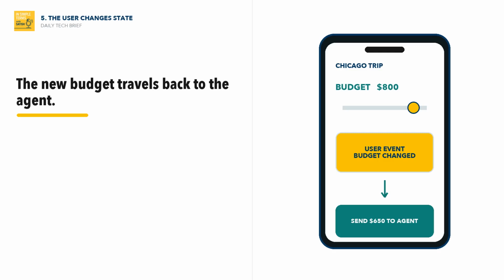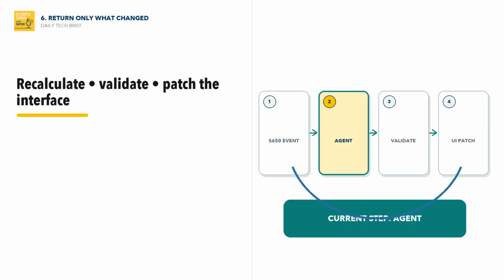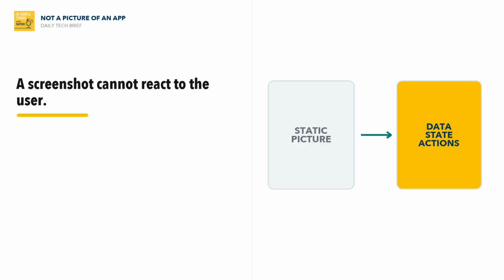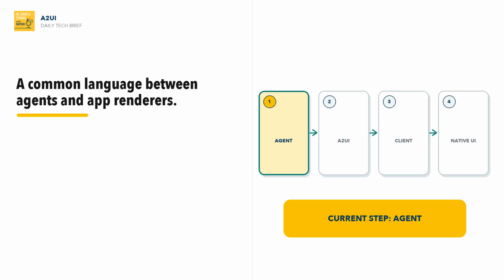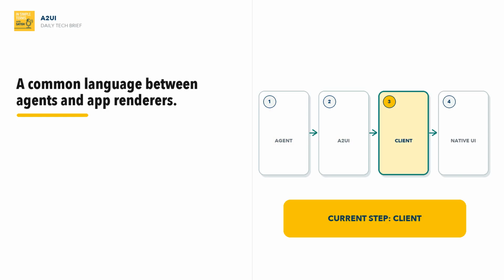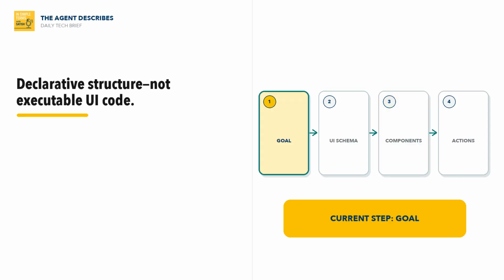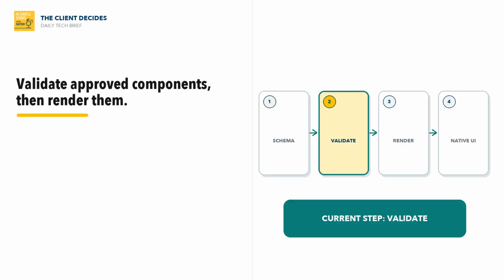When you move the slider, the new value travels back to the agent. It recalculates the plan and sends only what changed. This is not an AI-generated picture of an app. It is a working interface with data, memory, and actions. An emerging protocol called A2UI is trying to give agents and apps a common language for this exchange. The agent describes the interface. The client decides how approved components are actually rendered.